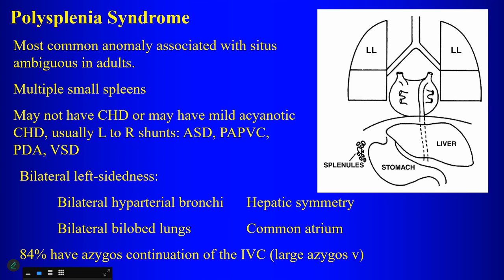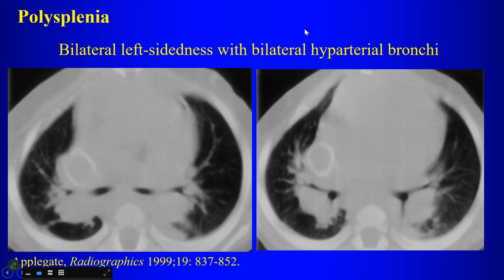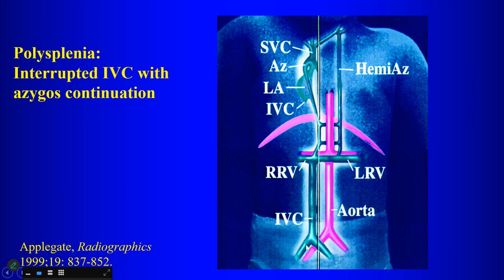So polysplenia is very strongly associated with azygous continuation. So multiple spleens here, a kind of symmetric looking liver in this case, right? Polysplenia with splenules. Hyperarterial bronchi, right? So the pulmonary arteries here on both sides are going above the bronchi before coming down. The interlobar branches are coming down on each side. And then azygous continuation of the IVC, right?